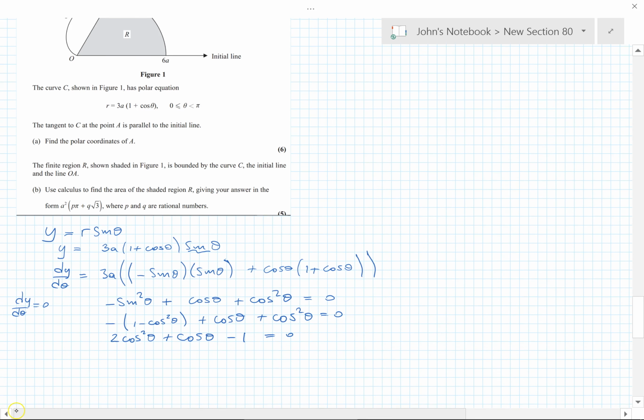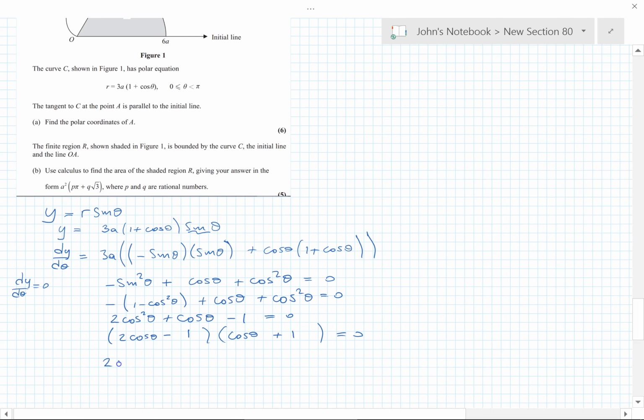Okay, let's see if that factorizes. That's 2 cos theta, and we're going to have a minus 1 here and a plus 1 here. Right, okay, now 2 cos theta equals 1 and cos theta equals minus 1. Cos theta equals a half.